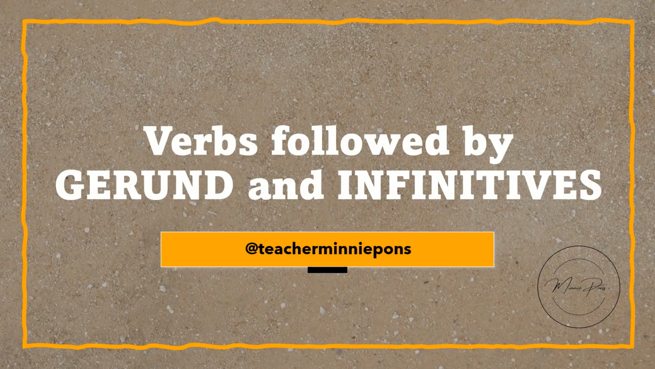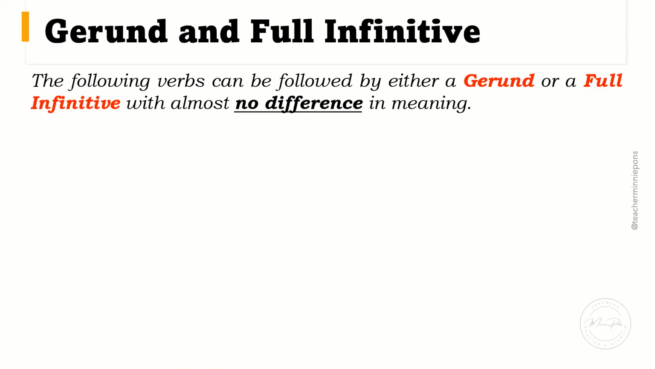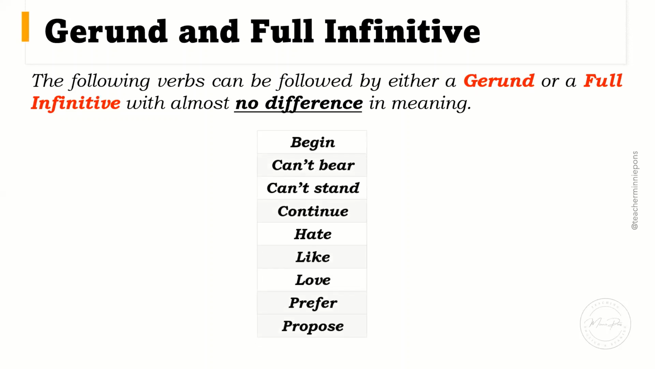Now I'm going to continue with the verbs followed by gerund and infinitive. The following verbs can be followed by either a gerund or a full infinitive with almost no difference in meaning. Begin, can bear, can stand, continue, hate, like, love, prefer, and propose.